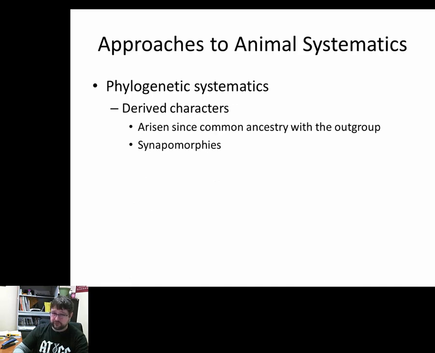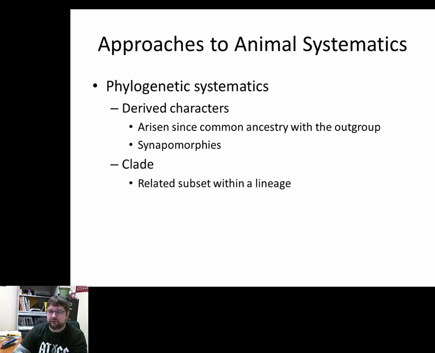Okay. So a derived character is basically a character that has arisen since common ancestry. And so we often call these synapomorphies. I'll show you a way to look at a phylogenetic tree and decide, well, is that a synapomorphy? Is that an apomorphy? What kind of physical feature is that?